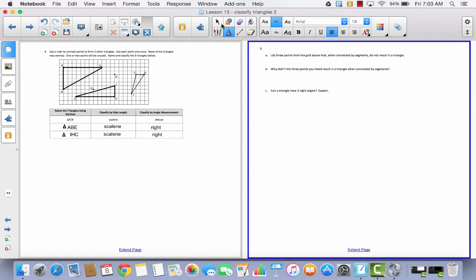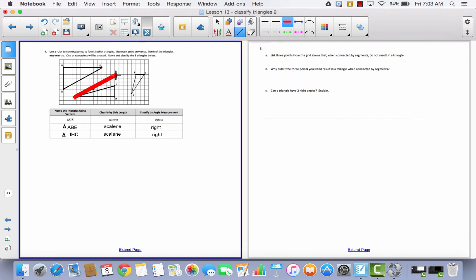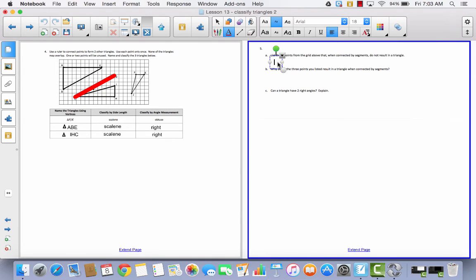What about these 3 points? What if I connected C, D, and G? Would that make a triangle? No, it would not. Okay, so let's go ahead and put that. All right, so points C, G, and E. Why didn't the 3 points you listed result in a triangle when connected by segments?